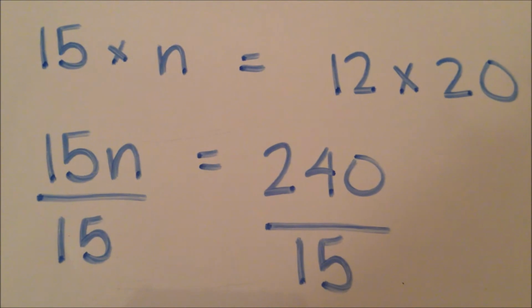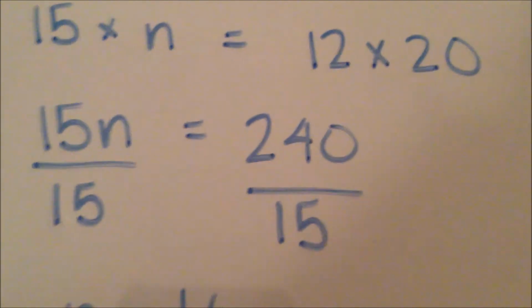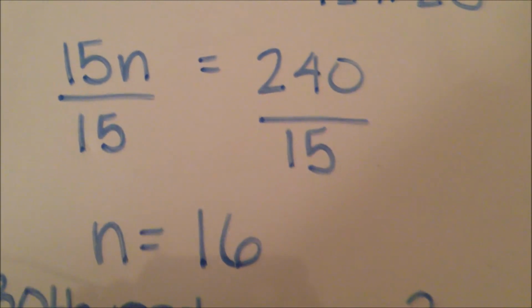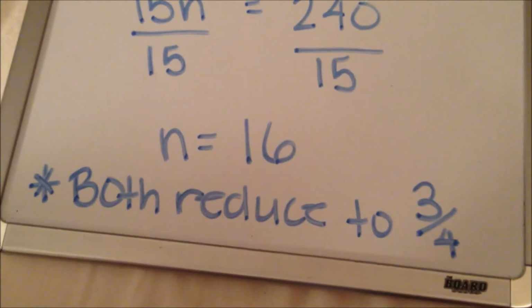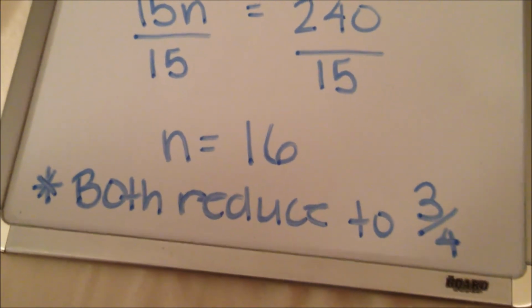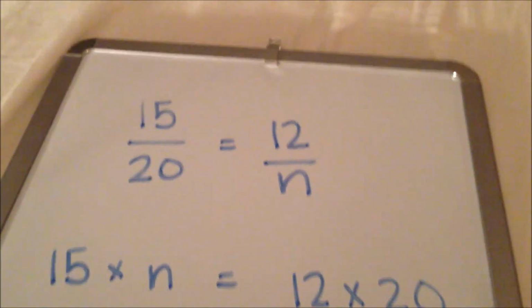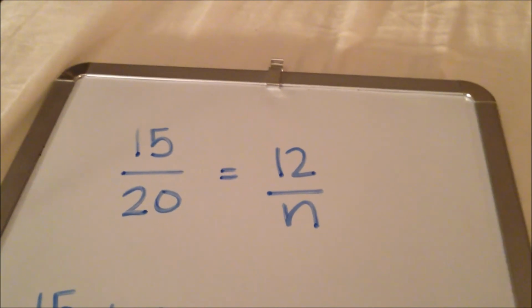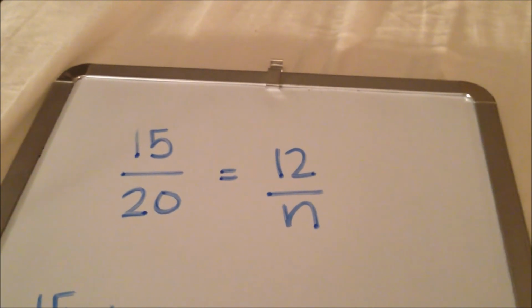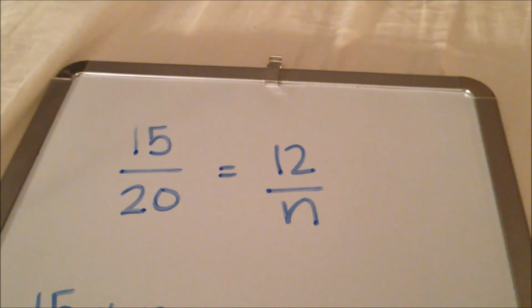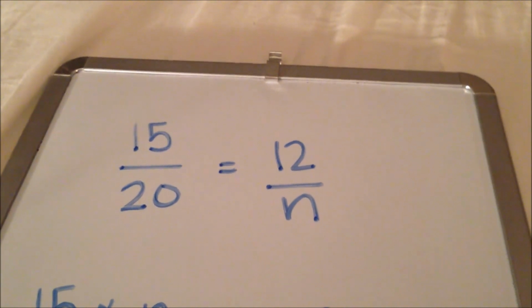So we have 240 divided by 15. That gives us an even answer of 16. Something I do want to mention is that both fractions reduce to 3/4. In other words, if we plug in our answer 16, we have 15 over 20 equals 12 over 16. Both 15 over 20 and 12 over 16 can reduce to 3/4.